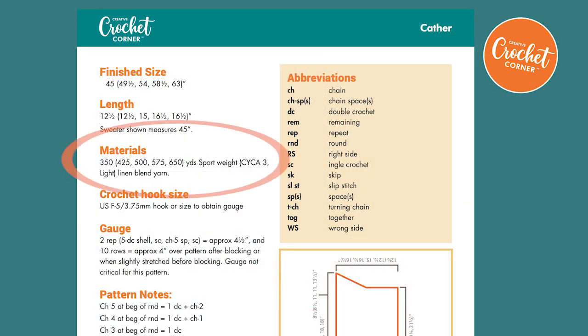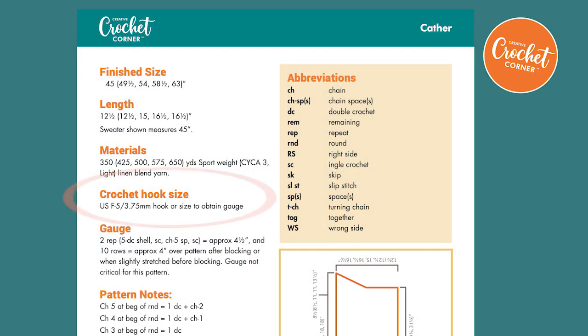You'll find materials. It'll usually tell you the Craft Yarn Council of America, the CYCA weight, which runs from 1, I think we're up to 6 or 7 now, but that tells you what weight yarn you have. So if you want to substitute, you can do it, and how many yards that you're going to need, and usually some descriptive about, you know, it's acrylic, or it's, in this case, it says it's a light linen blend, which it is. Or it might say it's multicolored, etc. If you need multiple colors, that's going to tell you right there too.